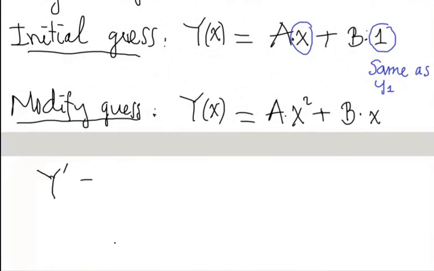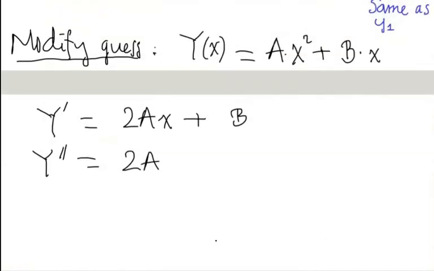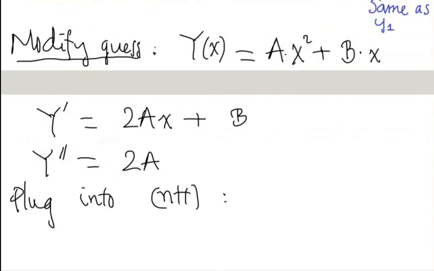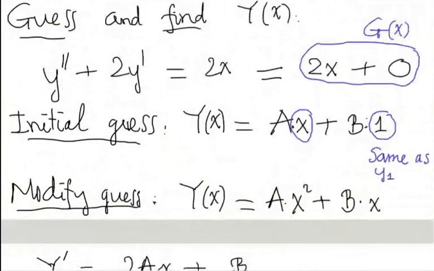Now take the derivative. We have 2ax plus b, and take the derivative again. We have 2a. And let's plug into the non-homogeneous equation. So we have the second derivative, which is 2a, plus 2 times the first derivative, which is 2 times ax plus b. On the right hand side, we have 2x plus 0.